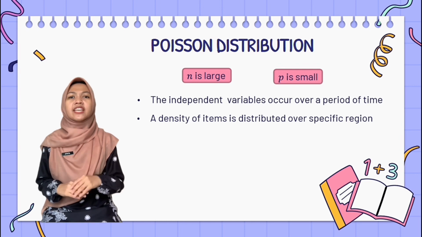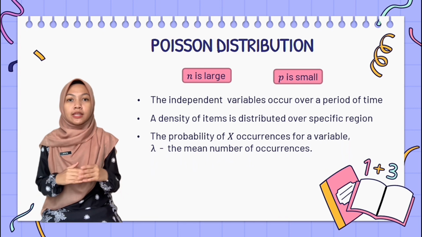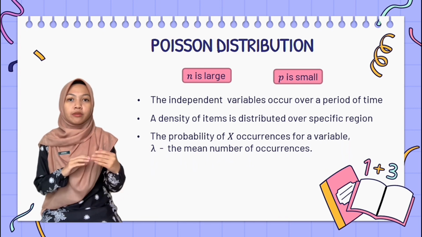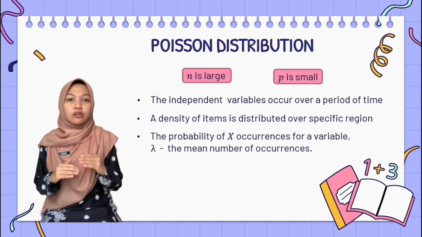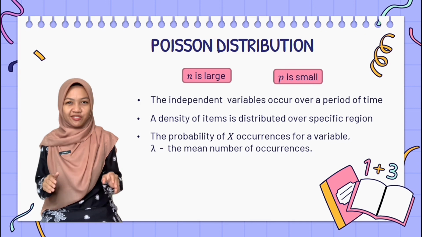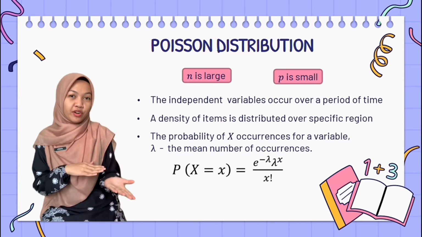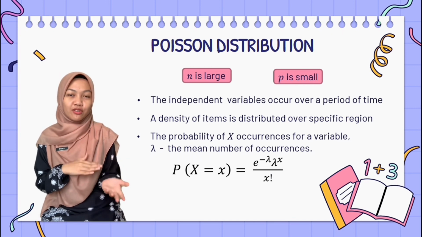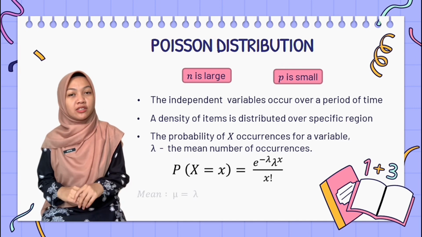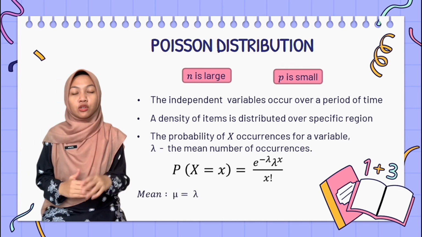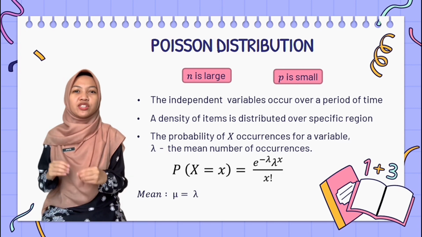Okay, in Poisson distribution, we use lambda as the mean number of occurrences in a given time interval. So here is the probability function for Poisson distribution that we will use to calculate probabilities. The mean of the Poisson distribution is lambda. So mu is the mean of the random variable X, also equal to lambda.